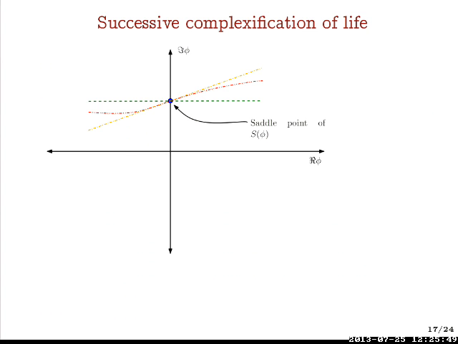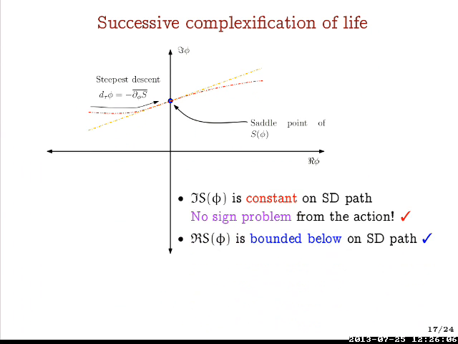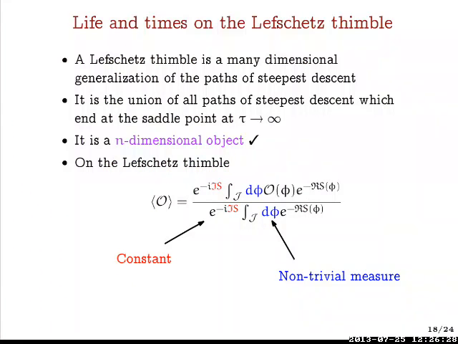Finally, what you can do is integrate over the path of steepest descent, which is just given by this. The point about the path of steepest descent is that the imaginary part of the action is constant on this path. So there is no sign problem from the action, and the real part of the action is bounded from below. So it's completely integrable on this. The question is, can we use this result? Can it be generalized to a many-dimensional case, if you have a lot of field variables?